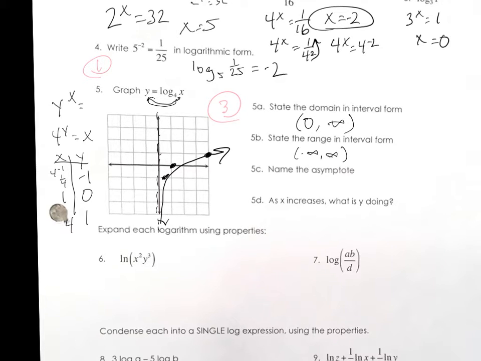The asymptote, you can call this the line x equals 0 or you can call it the y-axis. That's why the domain does not have 0 in it. And as x increases, what's y doing? Y is approaching infinity, or you can use the words like they did and said y increases. Up to you.